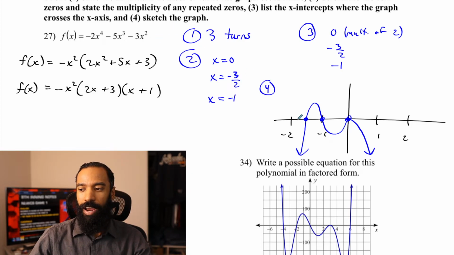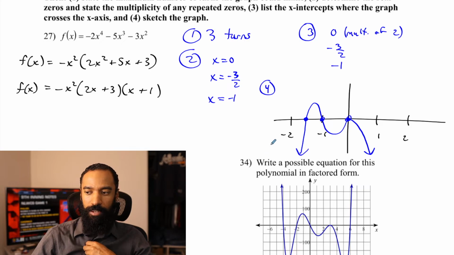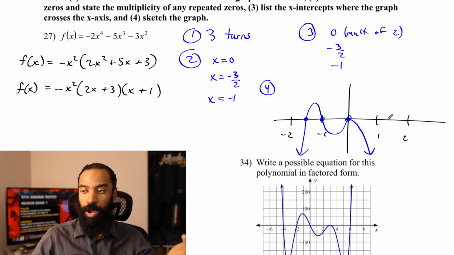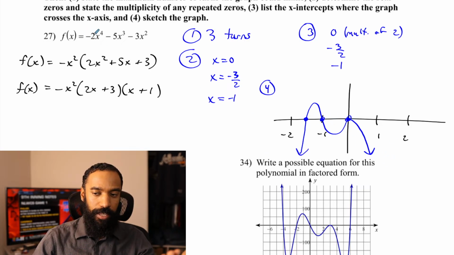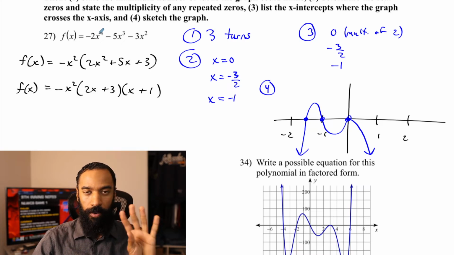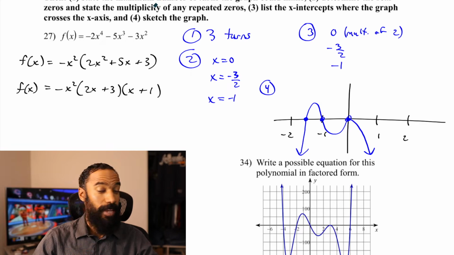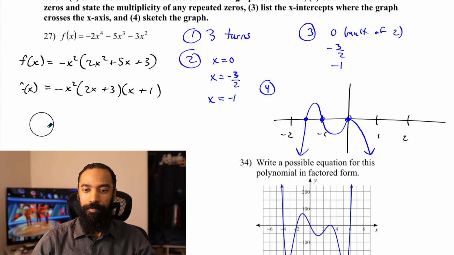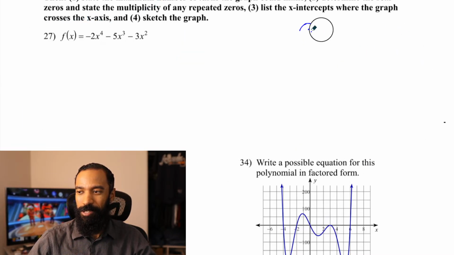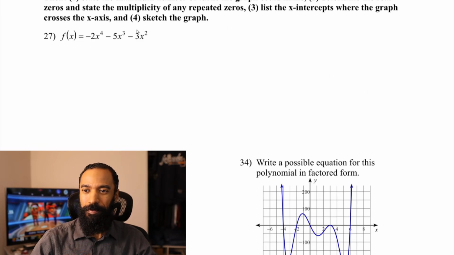The end behavior: as x approaches negative infinity, y approaches negative infinity. As x approaches positive infinity, y approaches negative infinity. Negative leading coefficient, quartic, 4th power, even degree. That's what it does. All right, that's number 27. I have to erase it to do the other ones here. You can do this on a separate sheet of binder paper, I suppose, to fit it all.